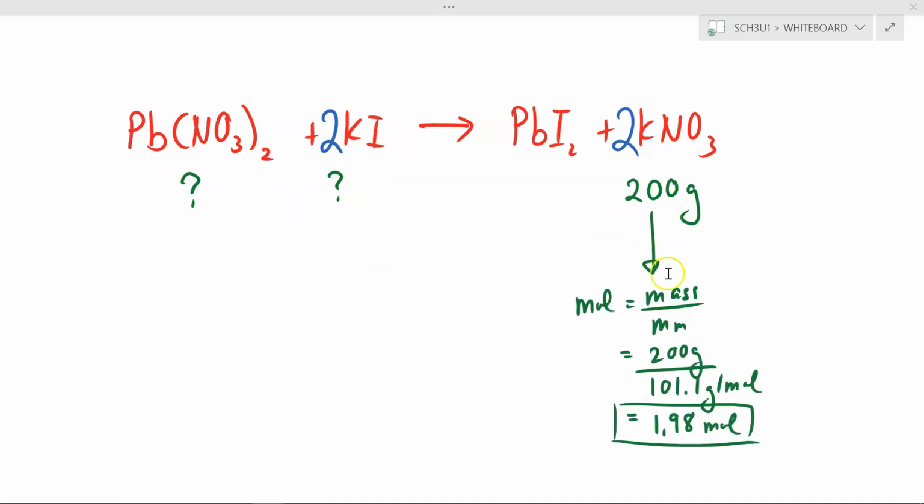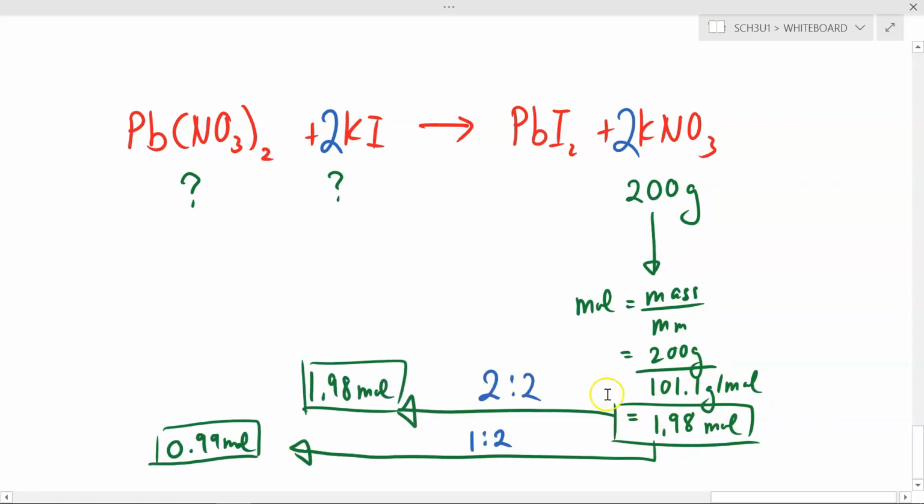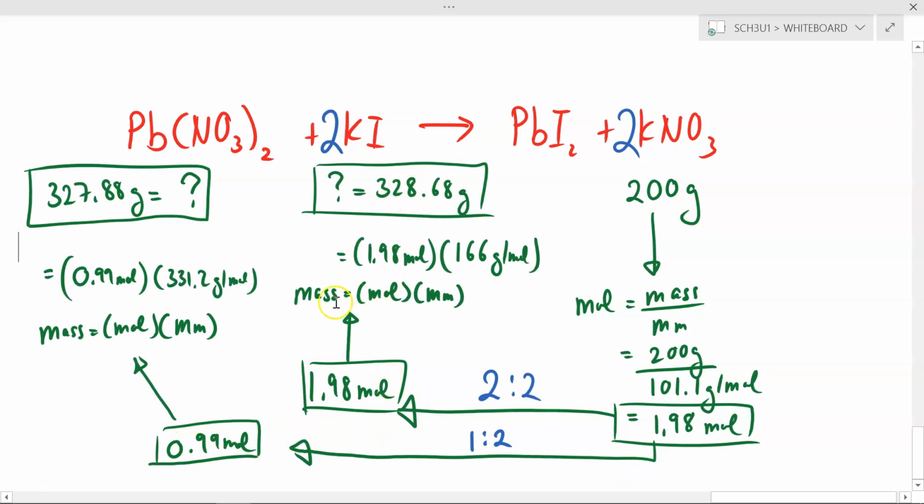So first step, convert to moles. Mole is equal to mass divided by molar mass. We got the mass, we got the molar mass of KNO3, and now we have 1.98 moles of KNO3. I then use my ratios, 2 to 2 between KNO3 to KI, and I get 1.98 moles. 2 to 1 between KNO3 and Pb(NO3)2, and I'll get 0.99 moles. I then convert them back into a mass, because mass is equal to moles times molar mass.